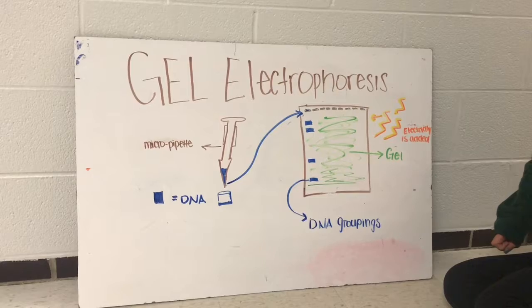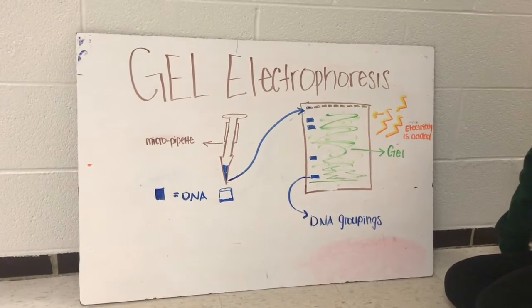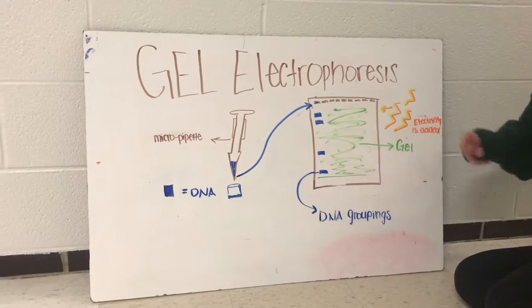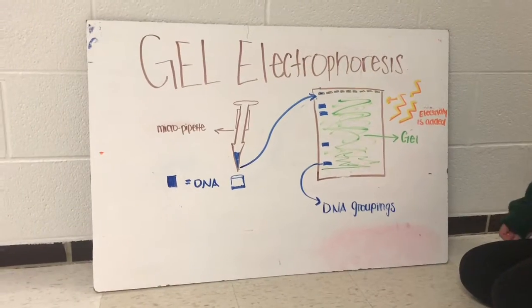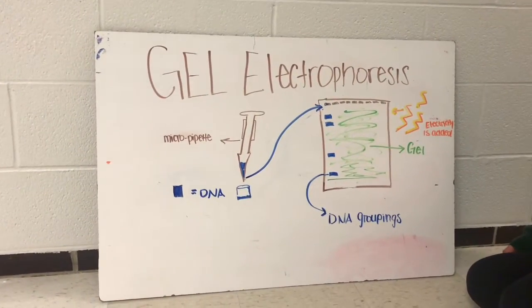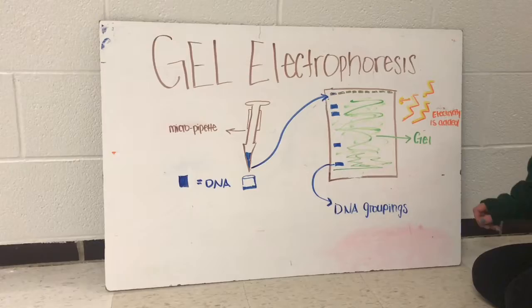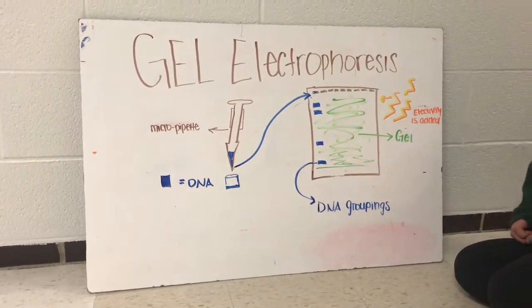The DNA is then stained to be able to see where the groupings are. The result are gel bands. The gel bands from the DNA found at the crime scene are compared to the gel bands from the DNA of the suspects to see if there is a connection.